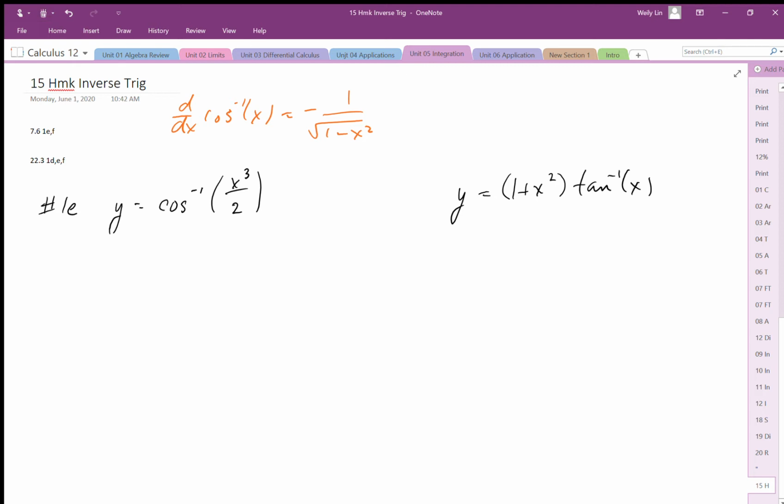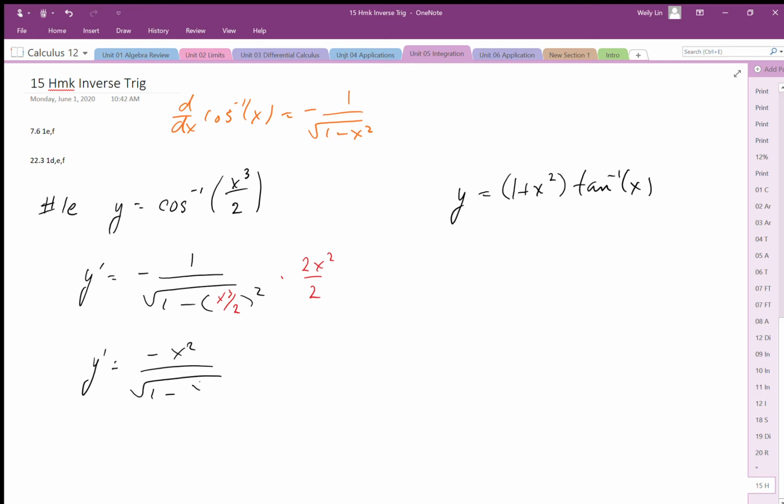So when we differentiate this, y prime is going to be equal to -1 over square root 1 minus x squared. So there's our derivative of the outside, but now we have to use chain rule. Okay, because the inside function is x cubed over 2, so we're going to end up with 2x squared over 2 using that chain rule. Okay, so then this simplifies to y prime equals, it looks like just -x squared over square root 1 minus x cubed over 2 squared.